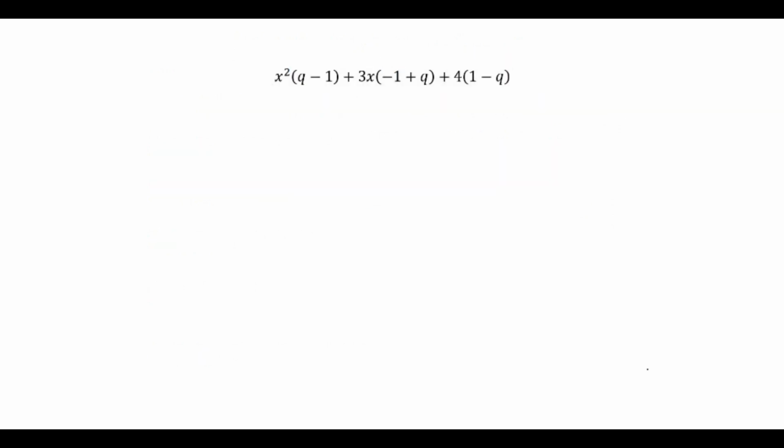At first glance these brackets don't look identical. We've got q minus 1, we've got minus 1 plus q, and we've got 1 minus q. But there is a quick fix to get them all the same. Firstly, I want you to see that minus 1 over here is the same as minus 1 over there. And this q over here is the same as plus q over here. So we can rewrite this as x squared (q minus 1) plus 3x.